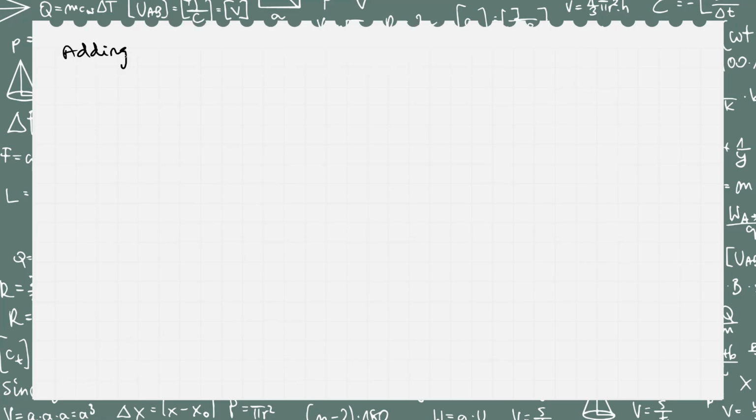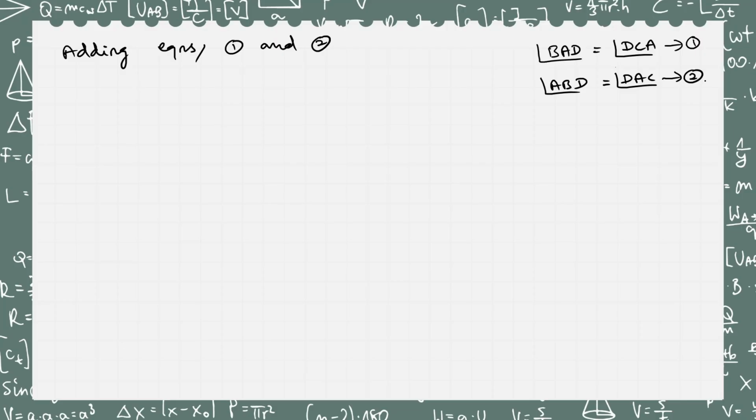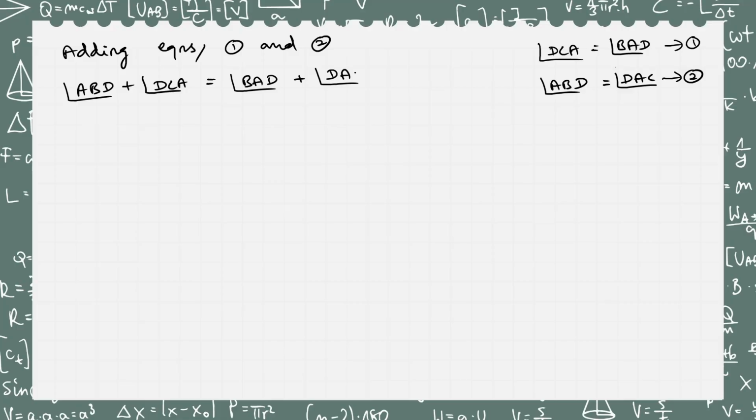Adding equations 1 and 2. For our understanding, let us write the equations here. So this we have called 1, this we have called 2, right? Now we are going to add both the equations. That means adding both the LHS separately and both the RHS separately. What we get? Angle ABD plus angle DCA equal to angle BAD plus angle DAC, right? Sum of both the LHS equal to sum of both the RHS.